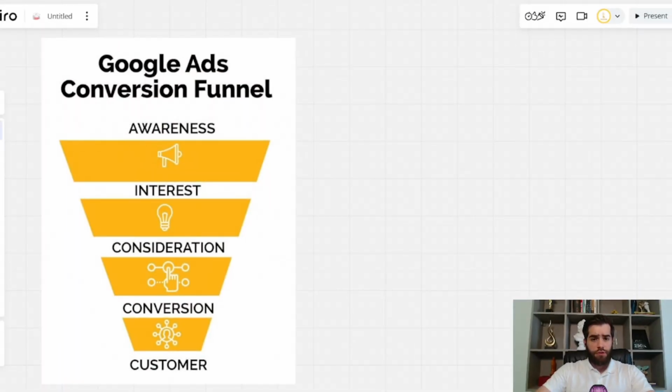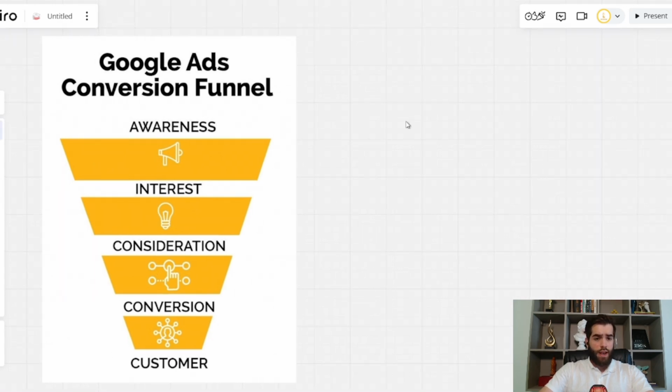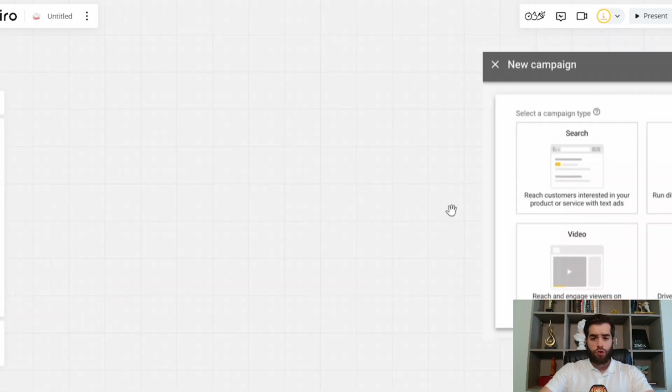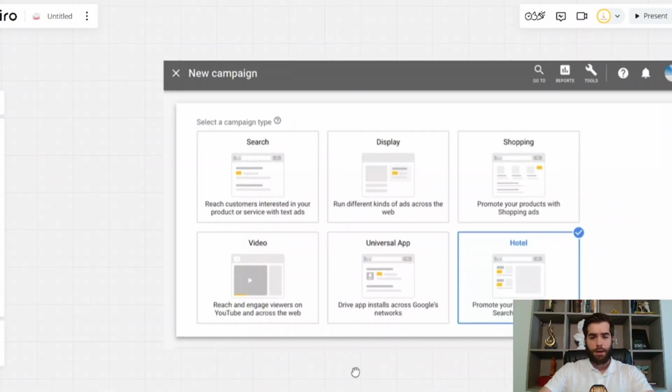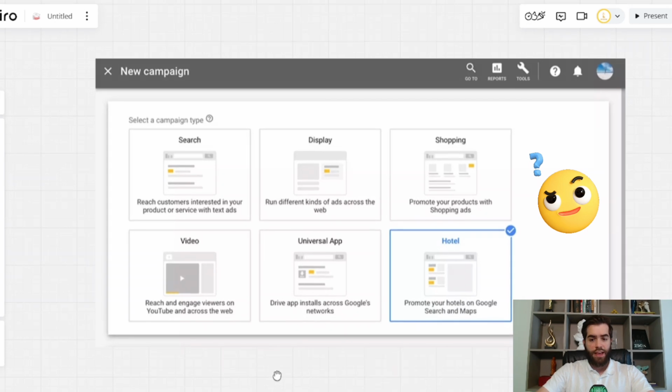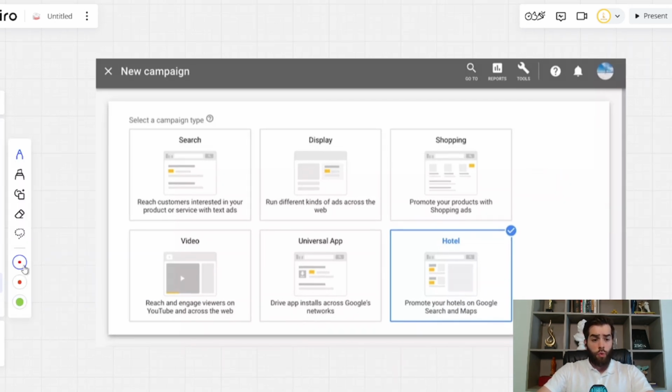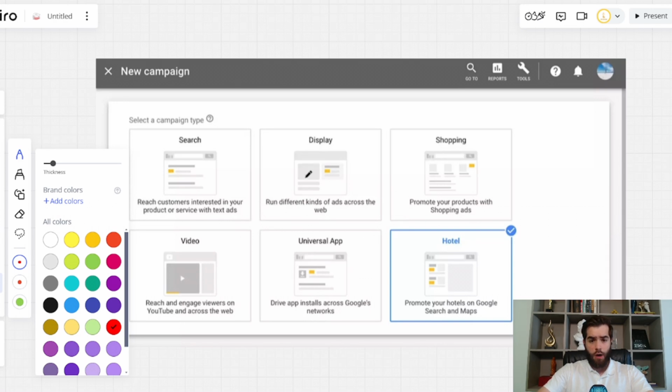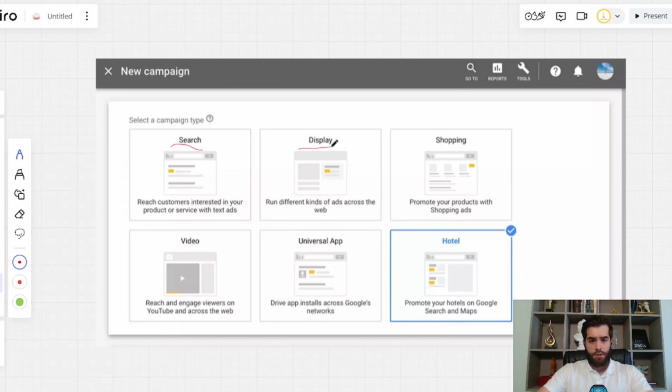The first thing that you have to understand is that we're going to talk about two images that are really relevant for our video. The first one is right here, the Google Ads funnel, and on the right, some types of campaigns that you have to understand for your business. You have to think about which one is going to be perfect for your business. You can already see that we have some options. We have search campaigns, display, shopping, hotel, universal app, and video.